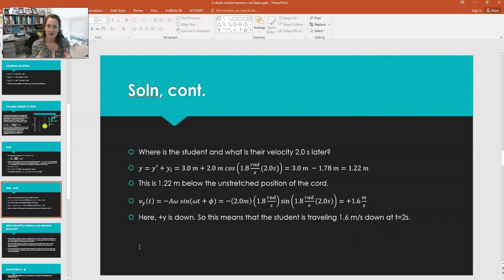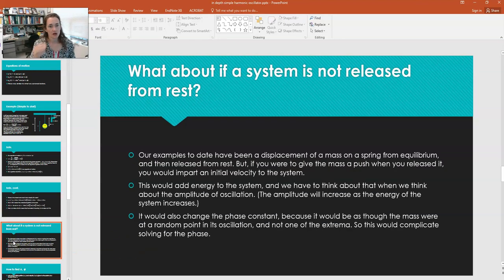That's our first example problem for a vertical mass on a spring. Now, we also want to know how to describe it if a system is not released from rest. All of our examples to date in this class have discussed what happens if you pull something down or push it up or compress the spring in some way and then let it go without giving it an initial velocity. But if you do give it an initial velocity, that changes things a lot.